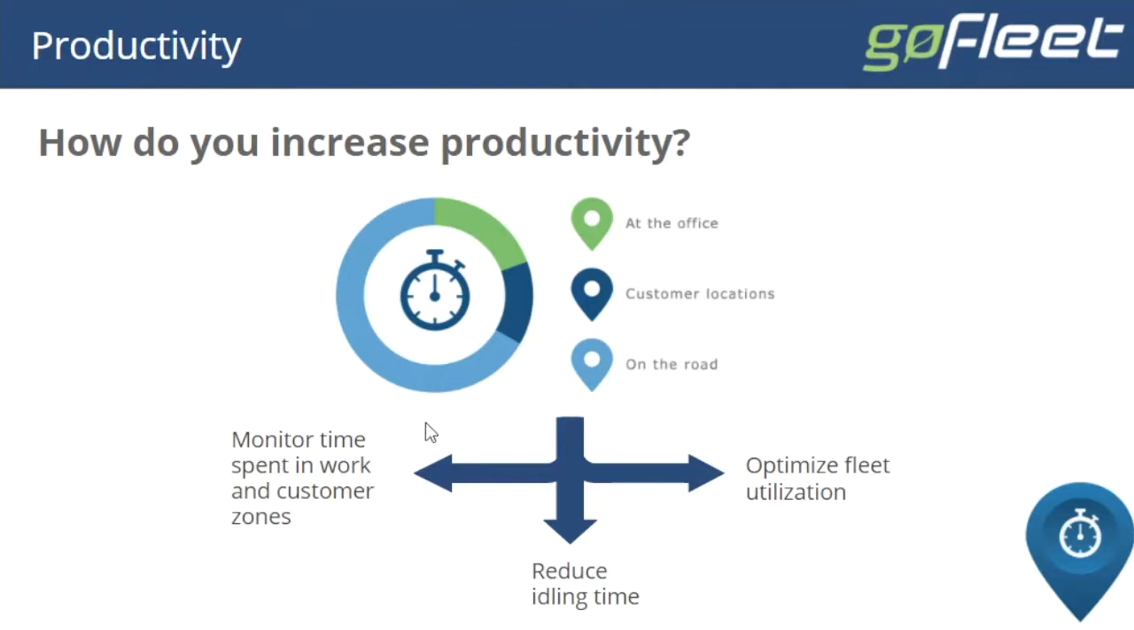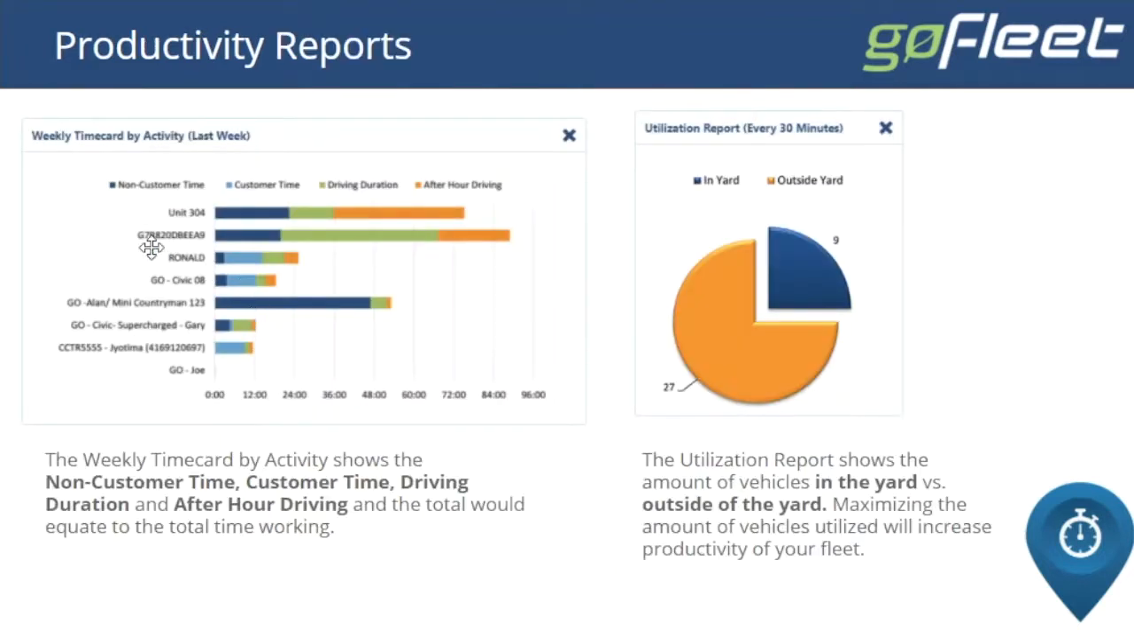Going back to the 5 pillars of return, the productivity pillar focuses on how efficient your fleet is being based on the time spent in customer versus work zones, idling time, and fleet utilization. The weekly time card by activity report displays a bar graph showing how a driver's total time working is split between non-customer time, customer time, driving duration, and after-hours driving.